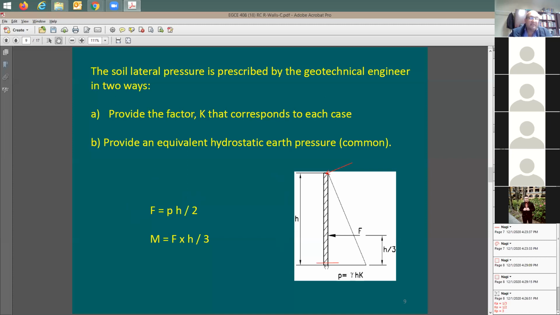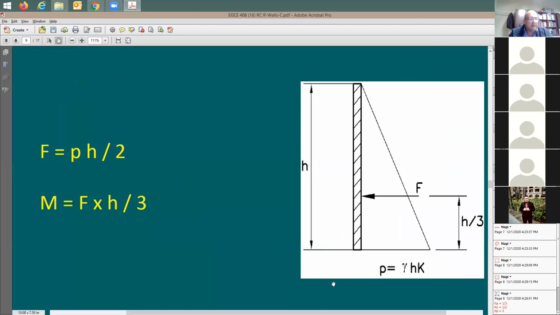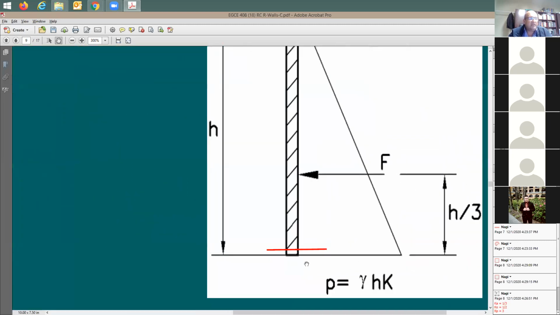So now you are going to have a section of the wall at the bottom. Now I'm thinking, where's the tension side? Is the tension side going to be on the right or the left?